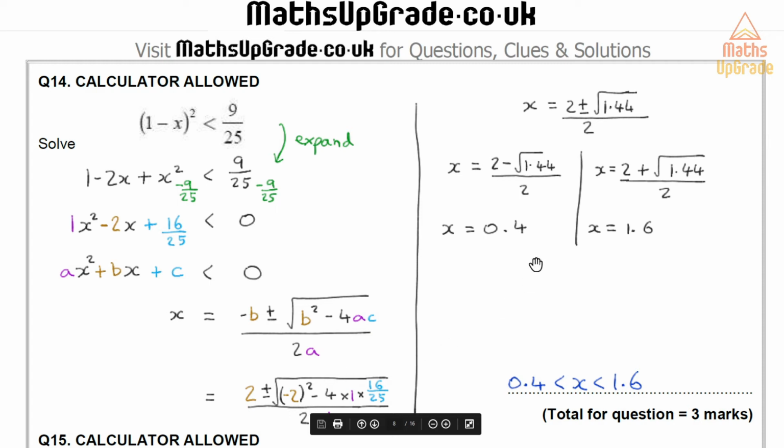When I evaluate this, I'll get x equals 2 plus or minus root 1.44 over 2. You maybe recognize that 1.44, you can easily square root this. Since the root of 144 is 12, the square root of 1.44 is going to be 1.2. When I evaluate x, I'll get x equals 0.4 and x equals 1.6. So my answer is that x is in between 0.4 and 1.6, and that would be 3 marks.